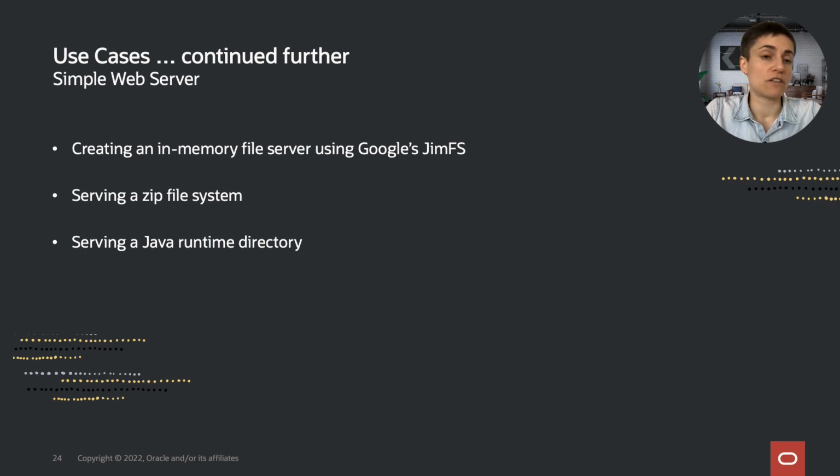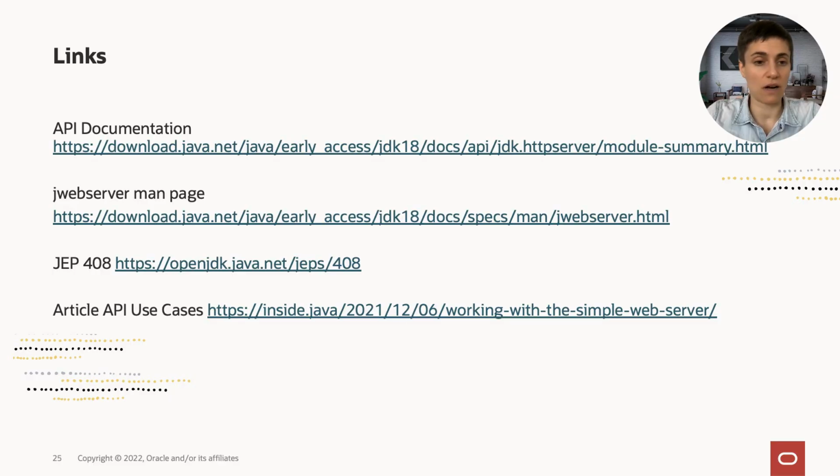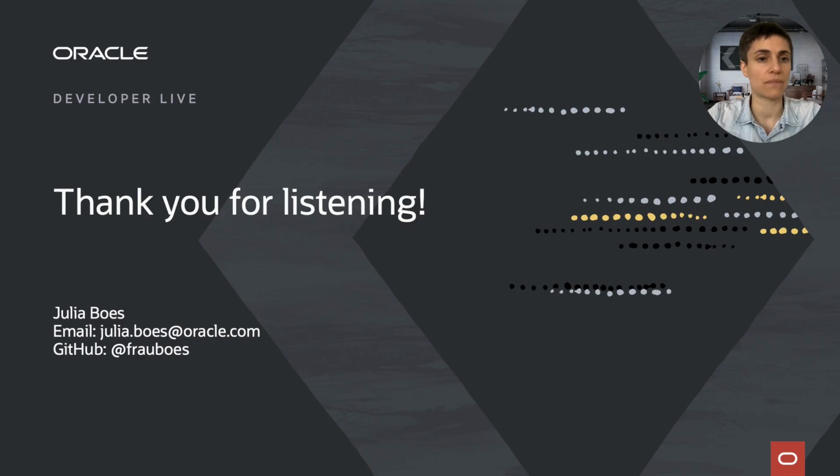So as I said, these are three less obvious but more interesting use cases. If you do want to dive deeper into that, I recommend you check out the article. You can see here, I added a few links for the API documentation. You can also check out the jwebserver's man page. I added a link to JEP 408 for you to have a look. And then the last one here is this article that I mentioned.